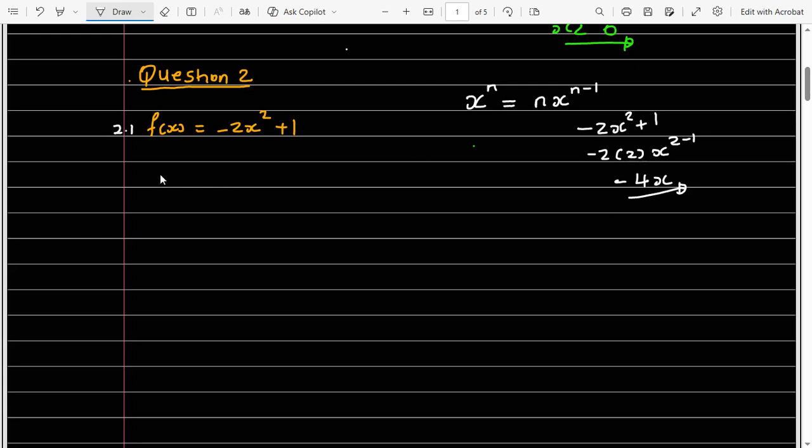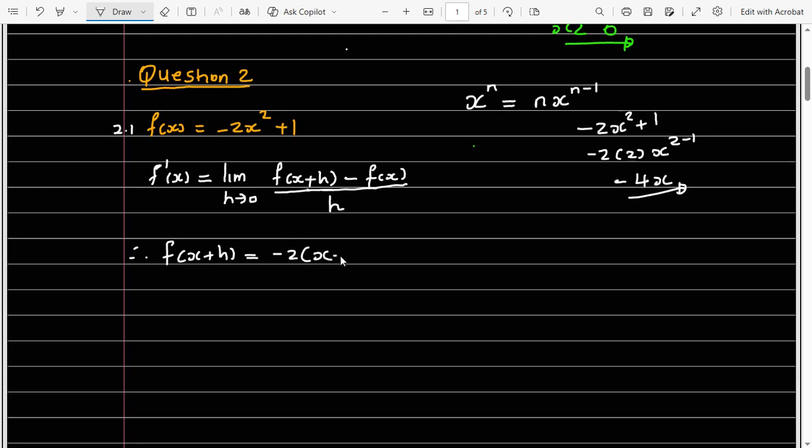Okay, let's write the formula down for first principle. f prime of x is equal to the limit as h approaches 0 of f of x plus h, and then we subtract f of x, everything divided by h. So that is the limit. This tells you that the first thing we need is f of x plus h. On the equation, where there's x, I'm going to substitute x plus h.